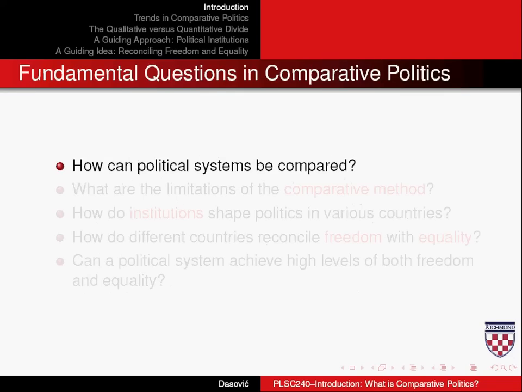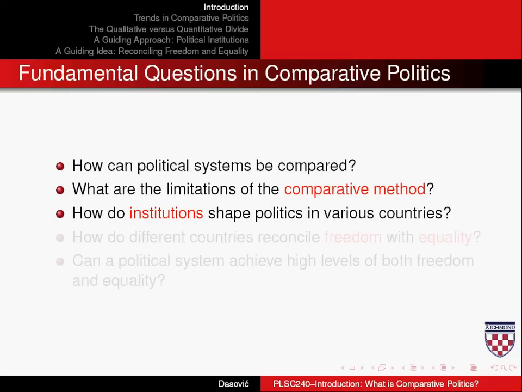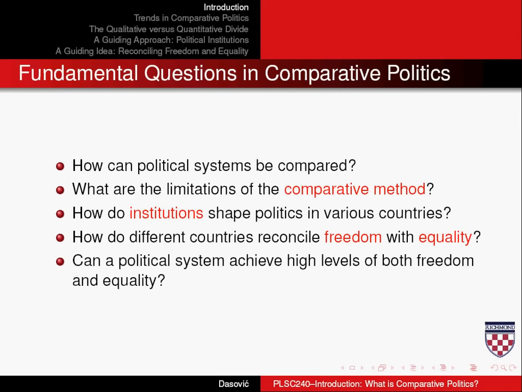in every chapter, O'Neill has a set of fundamental questions about that chapter. And so the fundamental questions in comparative politics, the questions that we'll address in general in this chapter, are these. How can political systems be compared? What about the comparative method? I'll show you the comparative method in a bit. How do institutions shape politics in various countries? What are institutions and how do they work? How do different countries reconcile the ideas of freedom and equality, etc.